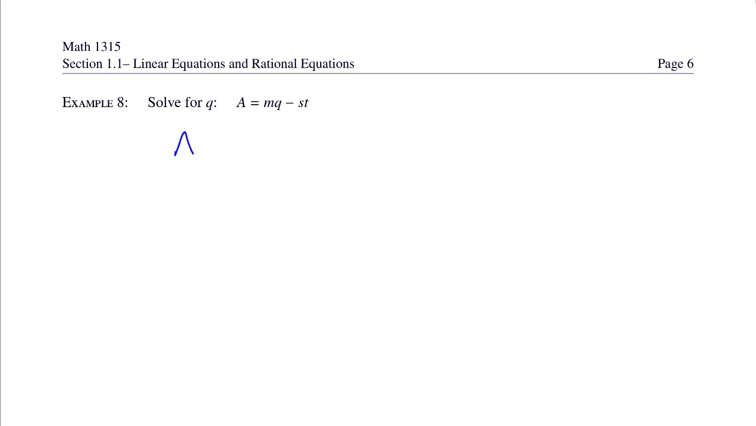So let me start by writing the equation. We're looking to solve for Q. So the first thing is I'm going to move the quantity that is S times T to the left side. I've got to get it away from where the Q is. It comes over as a positive. So we have A plus ST is equal to MQ.